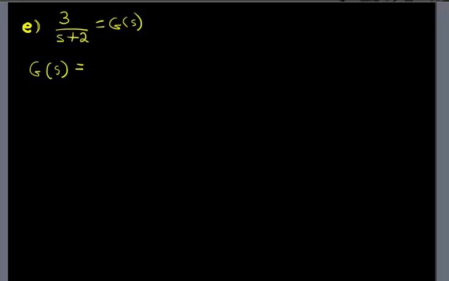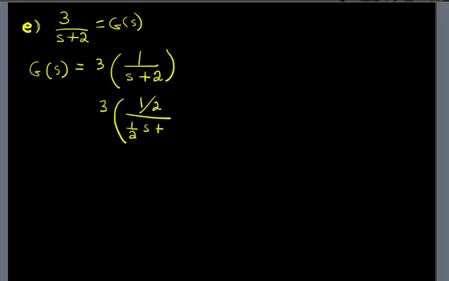So the first thing I'm going to do is factor out the 3 from the top, and I'm going to get 1 over s plus 2 on the bottom. But I still don't like having that s plus 2. I want it to be s plus 1. So I'm going to divide the bottom by 2, but then I also have to divide the top by 2. So I would end up with 1/2 on the top and 1/2 s plus 1 on the bottom.